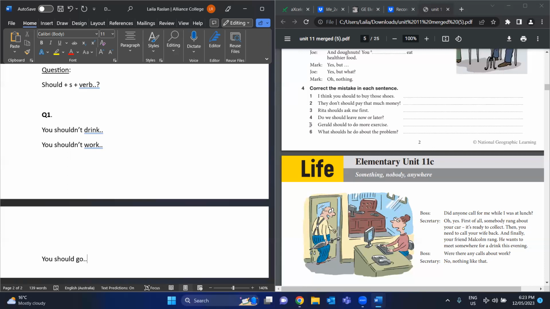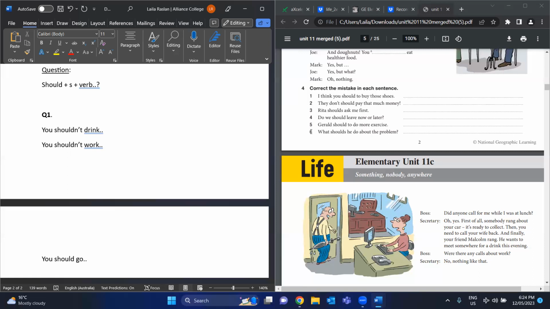Number 5, Melissa. There should be more emphasis. Yeah, so should verb. So no to. That's only have to. Gerald has to do more exercise because he's overweight. Has to. So only if I want to make it has to do, but Gerald should do. Number 6, Camilla. What should he do about the problem? No S.